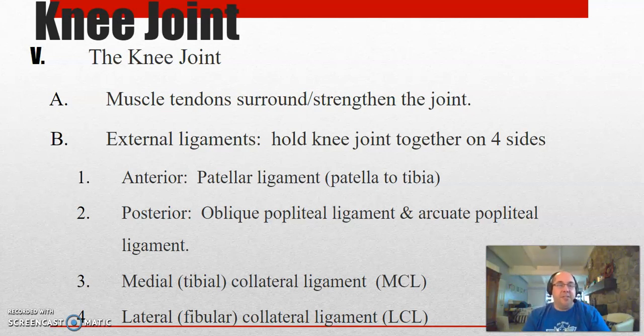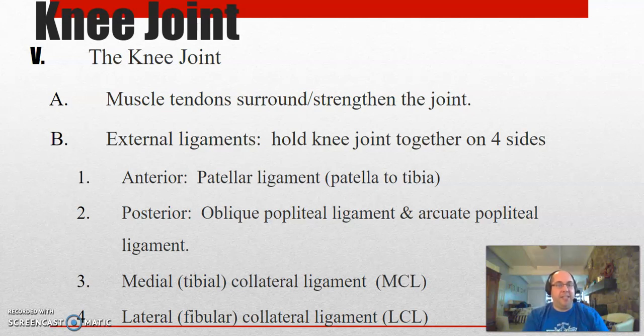In addition to those muscles, you have what are called external ligaments, and these are around the outside of the knee and basically help to hold the exterior together. Most of these kind of make sense. For example, on the front, on the anterior surface, you have what's called the patellar ligament that holds your patella and your tibia together.